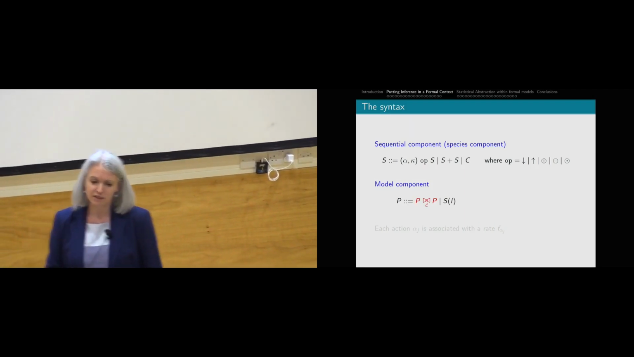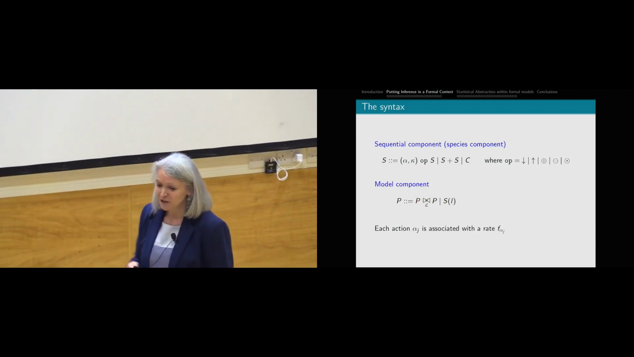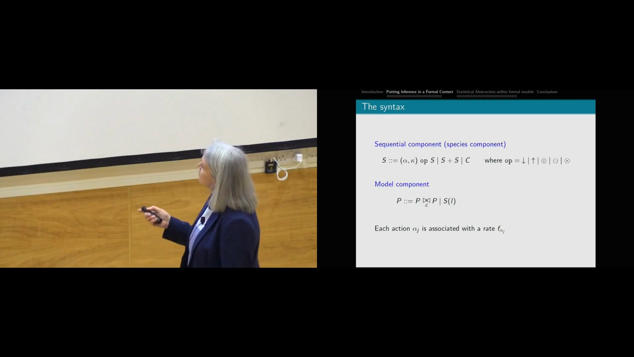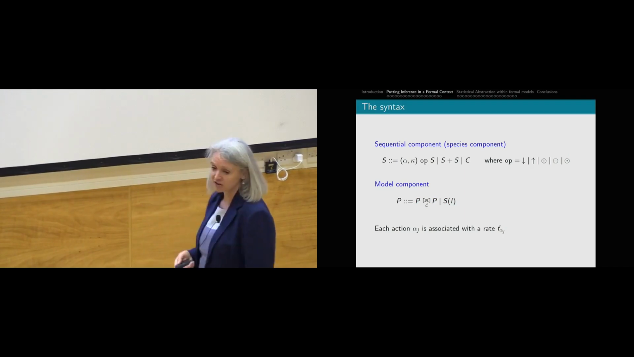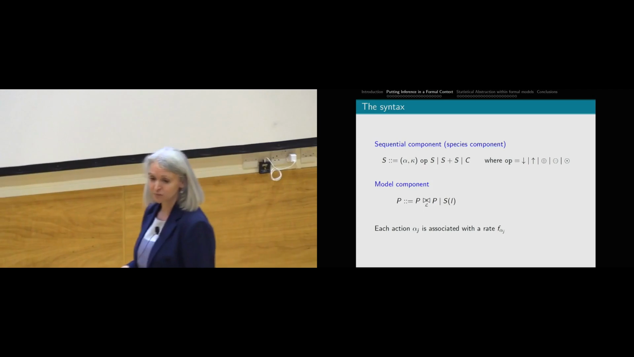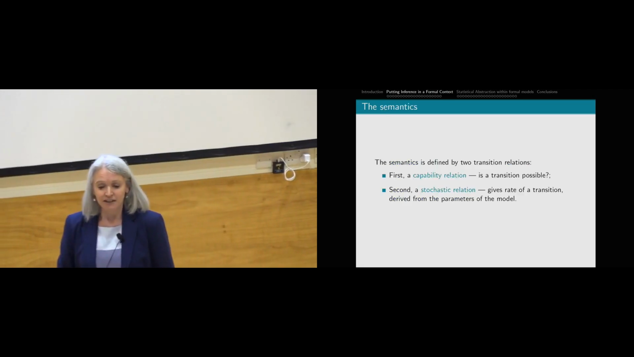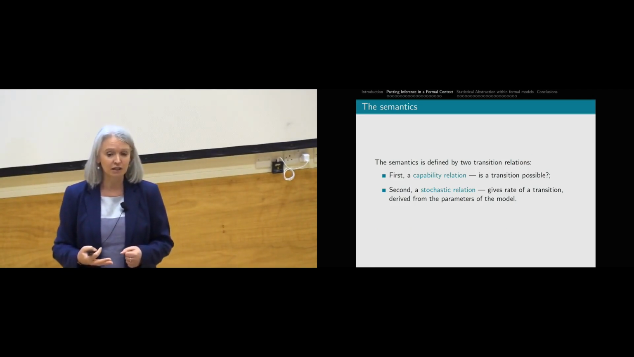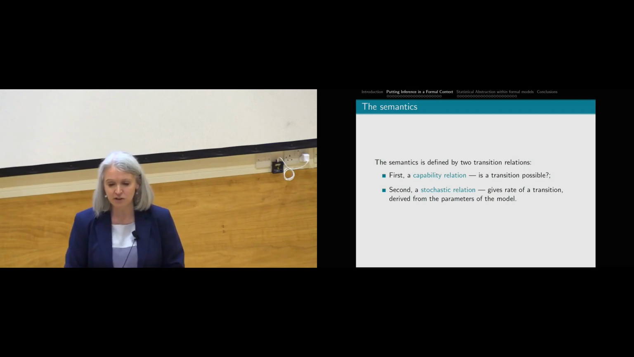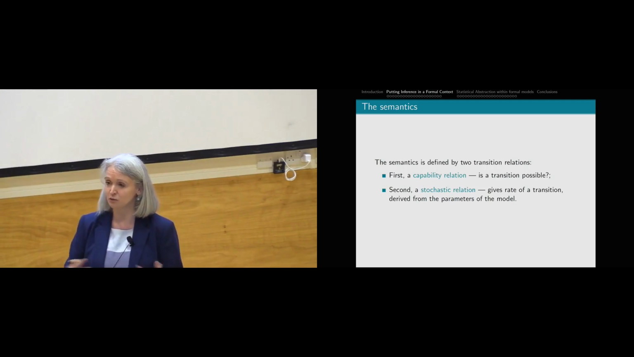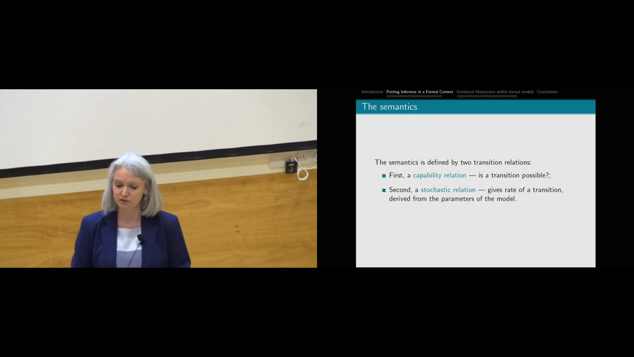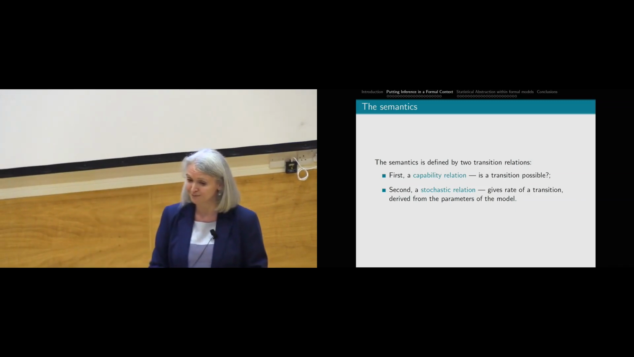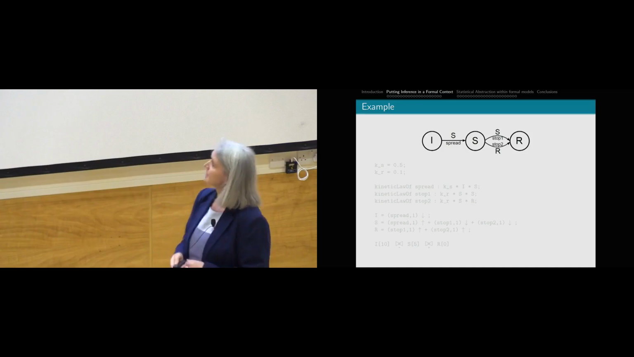We actually do that, oh, sorry, I forgot to. We do that separately. We say for each action type, we have a function that tells us what the rate should be. And then finally, we have to give this a semantics. We want to build a continuous time Markov chain. We actually build it in 2 steps. We have one step that's called a capability relation that just looks at what's possible, and then we build the stochastic parameters for that.